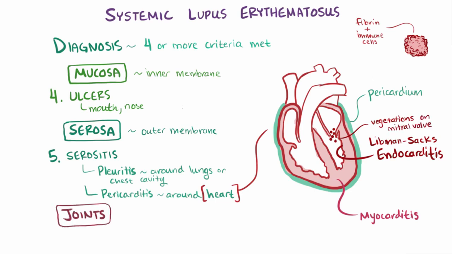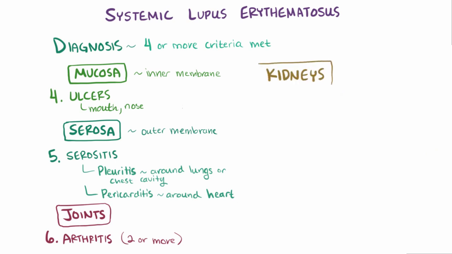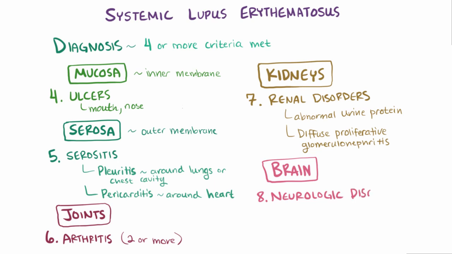Next, if the joints get inflamed, patients might also develop arthritis, specifically needing 2 or more joints to meet the criteria. If the kidneys are affected, patients might develop renal disorders, like abnormal amounts of urine protein, or diffuse proliferative glomerulonephritis, inflammation of the glomeruli. For reasons that aren't completely understood, some autoantibodies that target receptors in the brain have been implicated as well. And this can cause neurological disorders like seizures and psychosis.